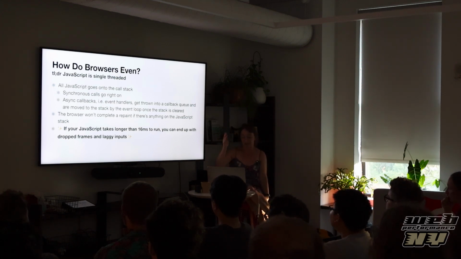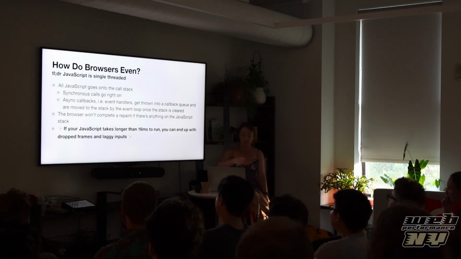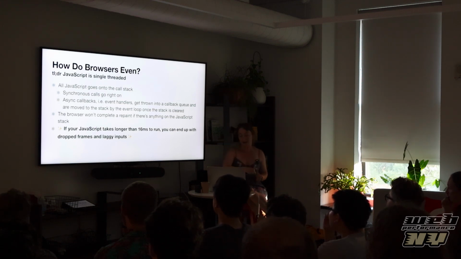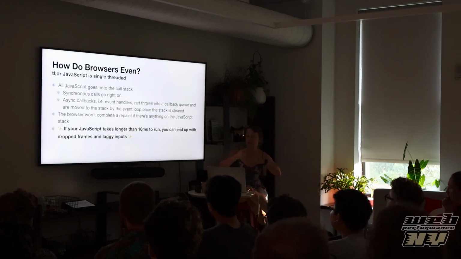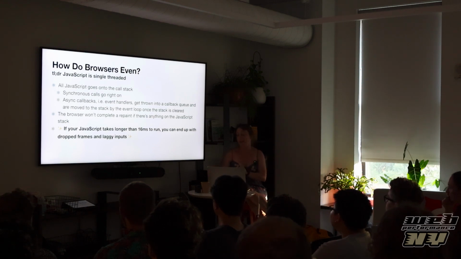So everything that gets called in JavaScript is going to go onto the stack. Synchronous calls go right on. Async callbacks, like input handlers, get thrown into a callback queue and are then moved onto the stack by the event loop once the stack is cleared. There's also a render queue. It's going to try and get all those renders done that we just talked about, 60 frames per second, but renders can't happen if there's anything on the JavaScript callback stack. So again, if your JavaScript takes longer than 16 milliseconds to run, you will end up with dropped frames, laggy inputs, etc. Things are going to start to feel slow. Your user is going to have a bad experience.